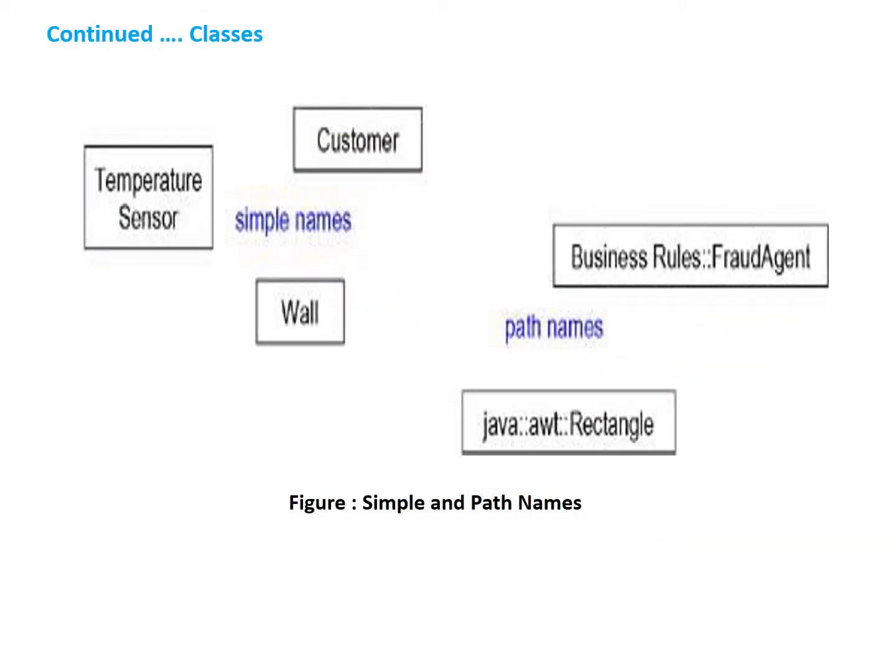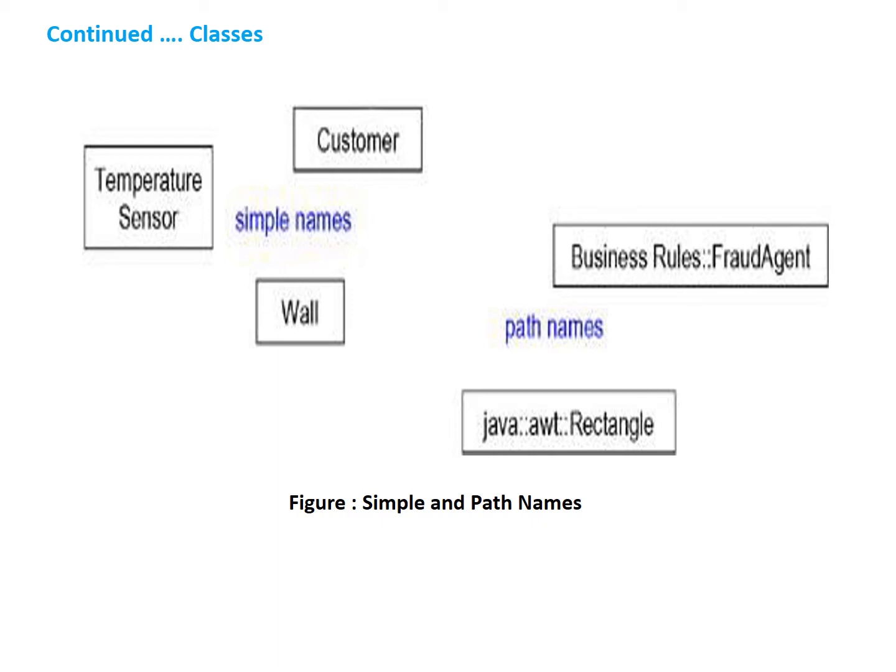Every class must have a name that distinguishes it from other classes. That name alone is known as a simple name. A path name is a class name prefixed by the name of the package in which the class is available.